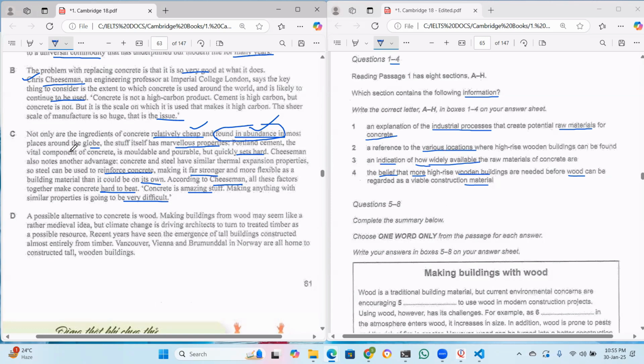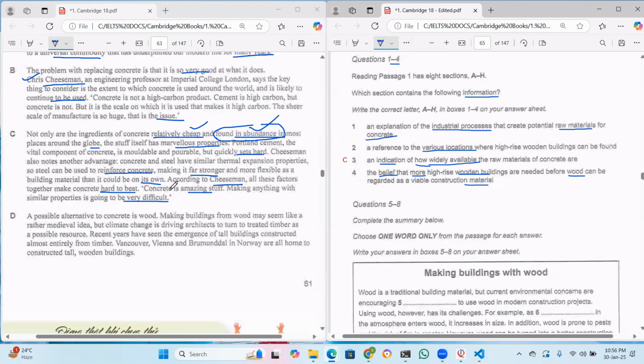When we read the first paragraph itself, I got my answer. Not only are the ingredients cheap, but they are found in abundance in most places of the globe. So, an indication of how widely available the raw materials are. Raw materials means the cement, right? So yes, I think C is exactly matching here. So I should write C here, right? I would go with this one. Should be C. Okay. So third one is clearly C, guys. Okay. So we got our first answer, right?